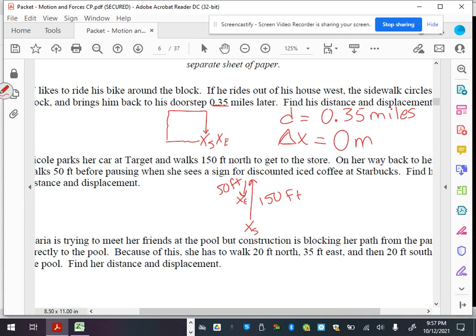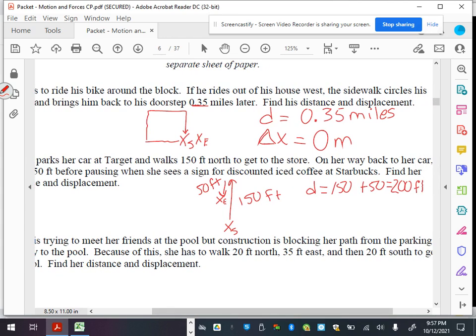So I need to measure her total distance traveled. So that's just D, right? So she went 150 feet north. Let's just say she went to the front of Target and turned around. She didn't actually go into Target and walk around. So she traveled 150 feet plus the 50 feet, which gives her a total distance of 200 feet. Okay, so she traveled a distance of 200 feet.